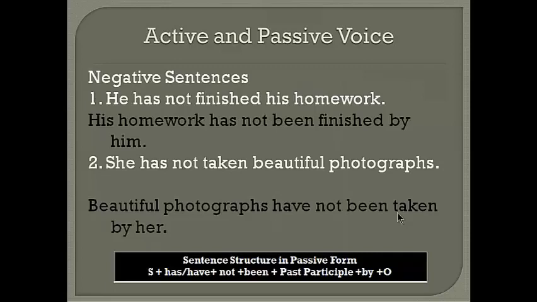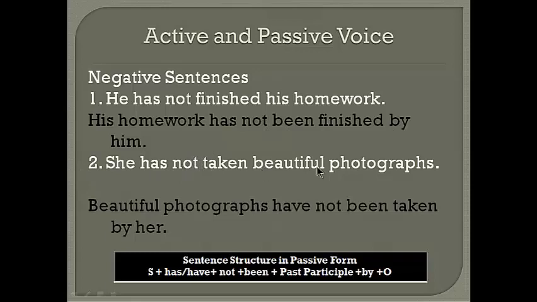In negative sentences in present perfect tense, after has and have, we have not. Look at example number 1. He has not finished his homework. His homework is the object. It will go to the subject place. His homework, as it is singular, that's why we have to add has, and not is to be placed right after has or have in the sentence in passive form. So his homework has not been finished by him.